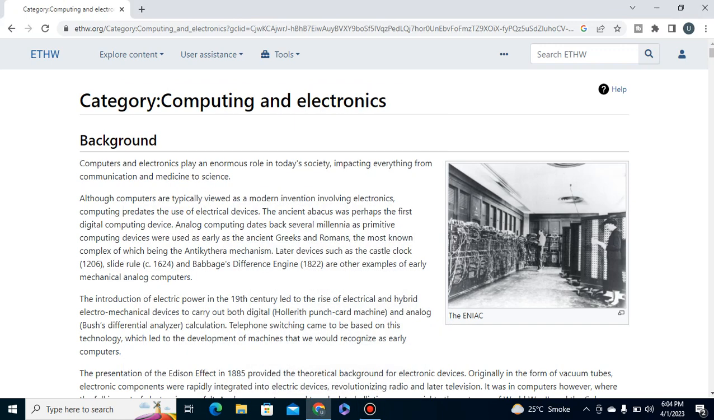Hey guys, in this video we will be talking about the history of computers. Category: computing and electronics background.